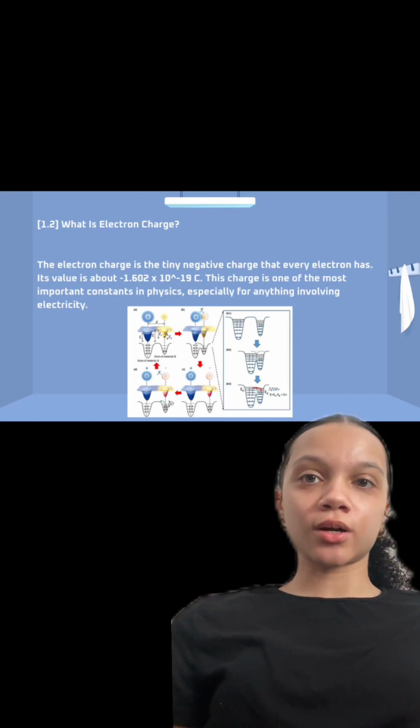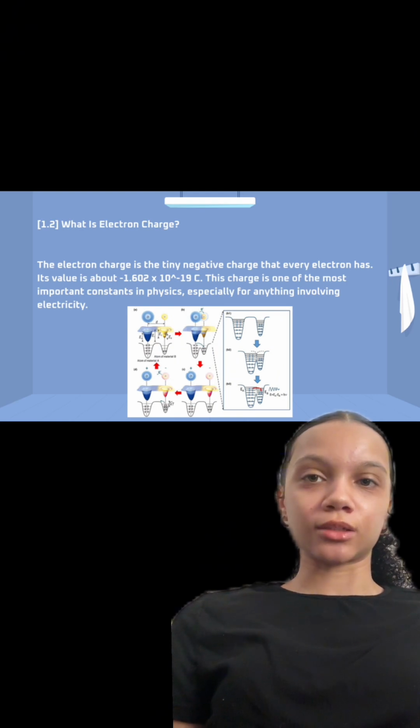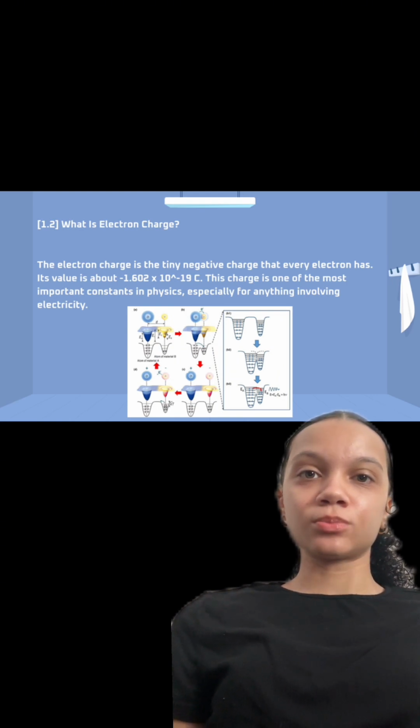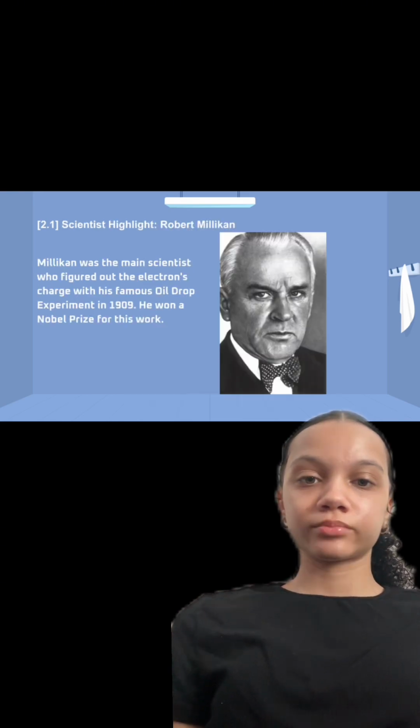The electron charge is a fundamental constant. It's always the same, about negative 1.602 times 10 to the negative 19 Coulombs. It's super important in any topic that involves electricity.